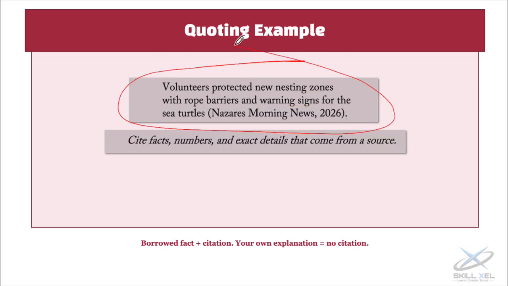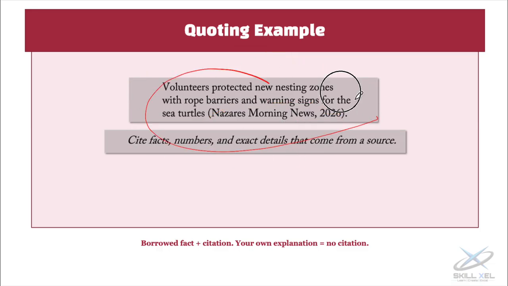So by writing this, I'm going to cite the fact, the number, and exact details. I'm just going to at least put Nazareth Morning News in parentheses. The year is up to the citation type. So if you're using MLA, you might not need the year because that information will be on the works cited. If you're using something like APA or Chicago Turabian, it's up to the citation machine to say, okay, you can have this year on here. But usually, most times, if you have a works cited, you don't need the year.